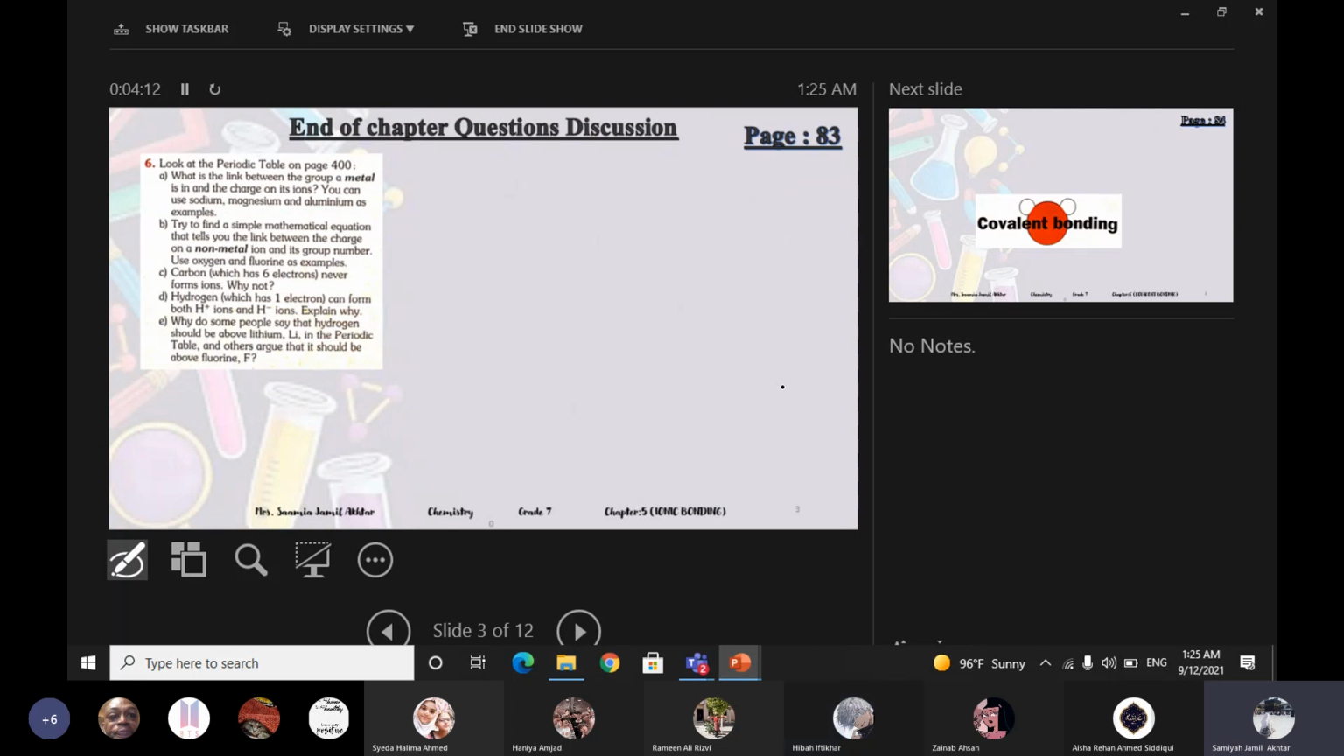Now question number 3. Look at the periodic table on page 400. Part A: What is the link between the group a metal is in and the charge on its ions? You can use sodium, magnesium and aluminium as examples. They are asking what is the link between the group number of a metal and the charge on its ion.